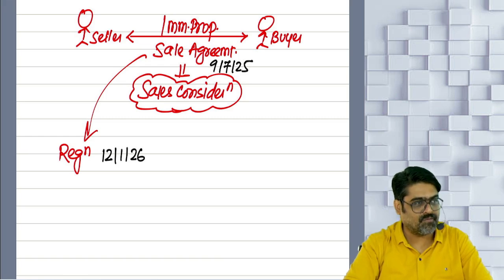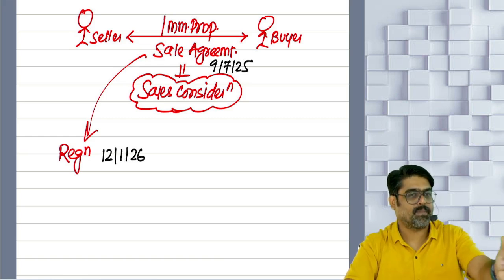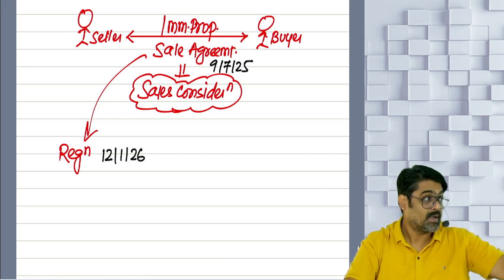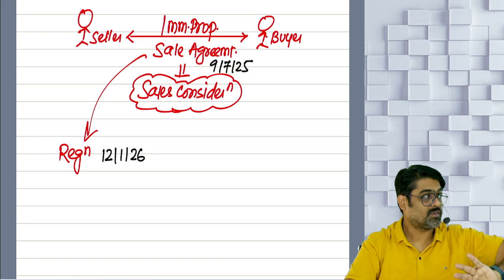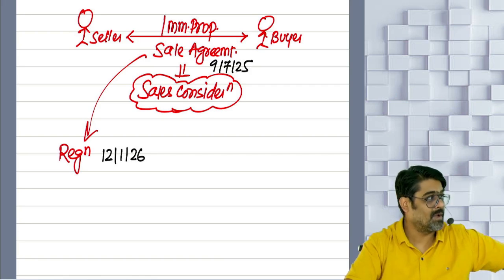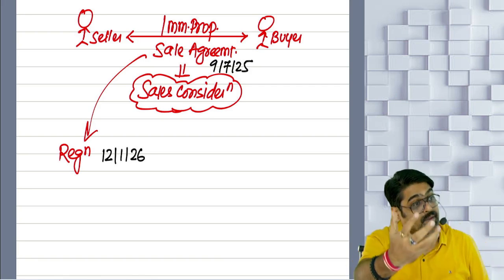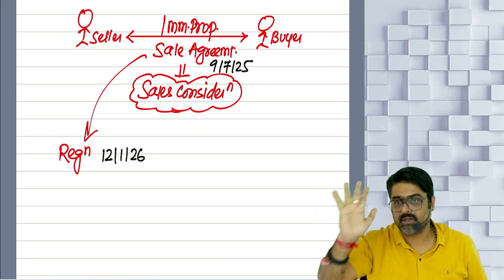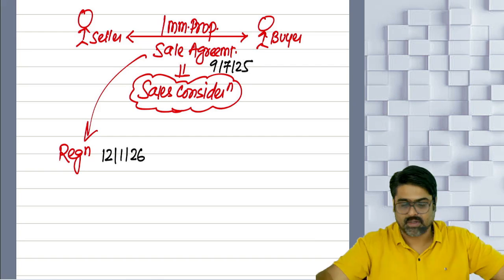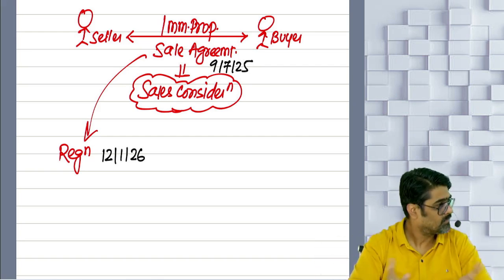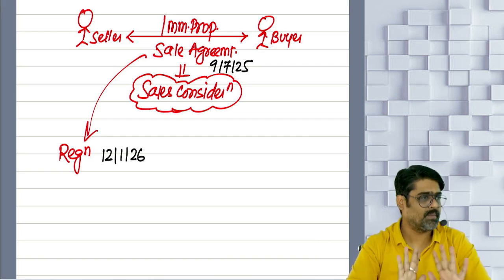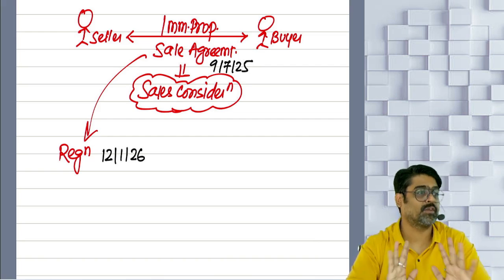And the moment 50C is applied for the purpose of computing capital gains under the Income Tax Act, your sale value will not be taken as your full value of consideration. The stamp duty value will be deemed to be your full value of consideration. 50C over. Now 2-3 important things you are supposed to remember for 50C.